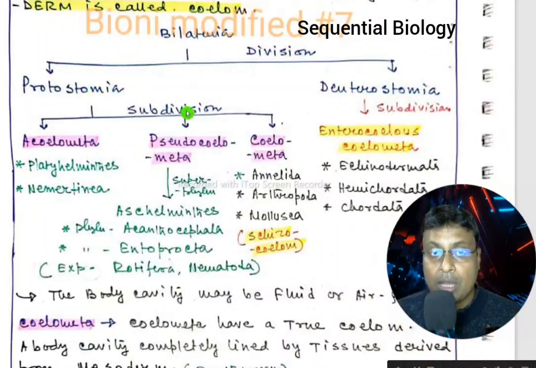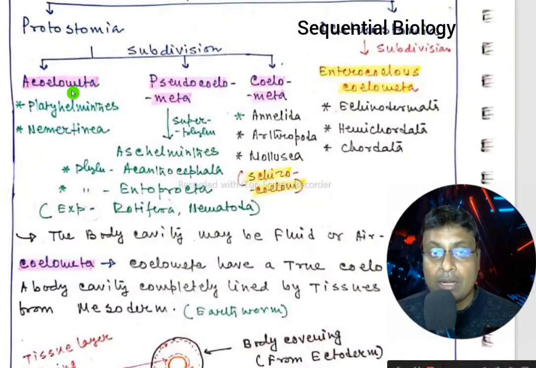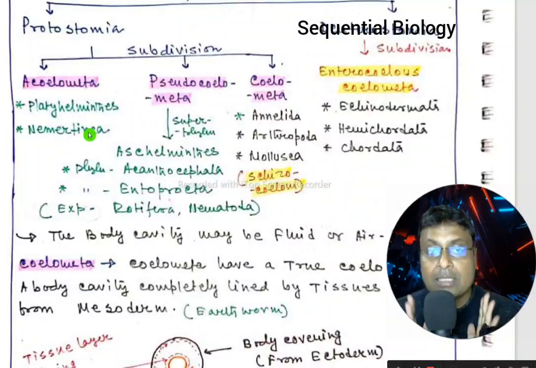The protostomia also have three subdivisions, the acoelomata, pseudocoelomata and coelomata. We will discuss the differences between protostomia and deuterostomia also in this video. Two important phyla are included under acoelomata, the Platyhelminthes and the Nemertinea. They have no true coelom, so they are regarded as acoelomate organisms.